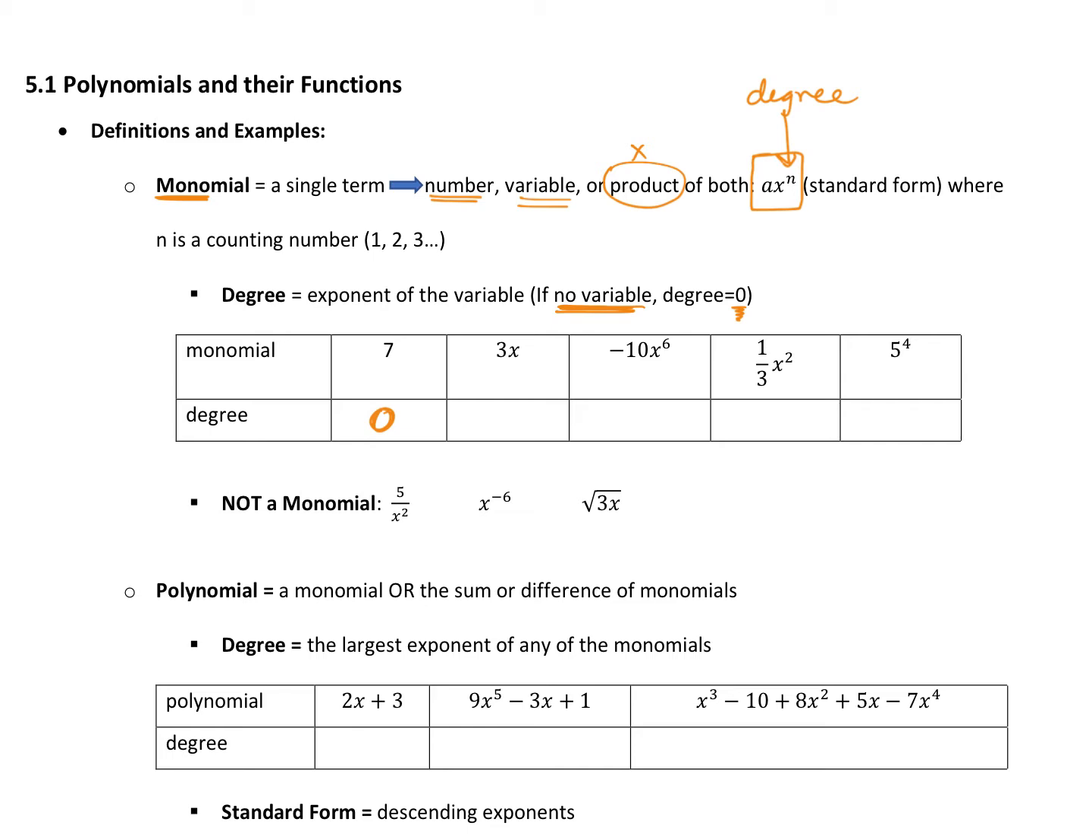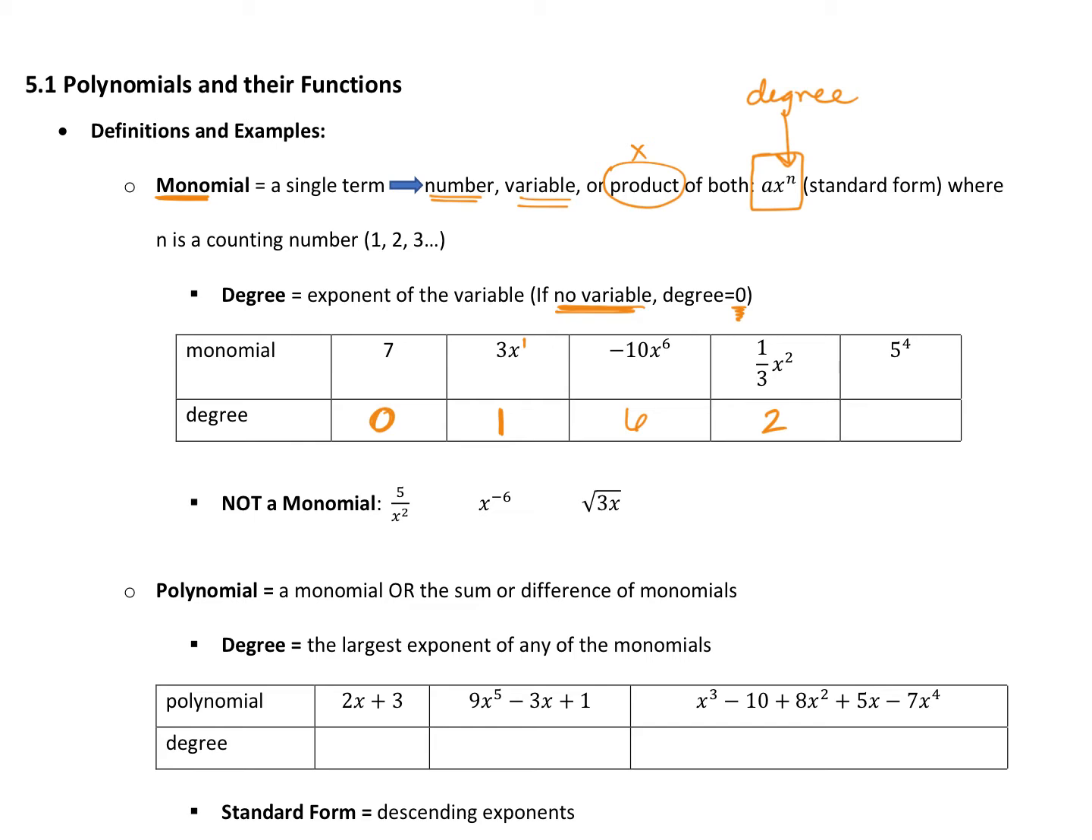What's the degree of 3x? 1. This is x to the first power. So that's got a degree of 1. Negative 10x to the 6th. 6 is your degree. 1/3 x squared. 2. Okay. 5 to the 4th. 0. Good job, Sean. Oh, he's so fast.